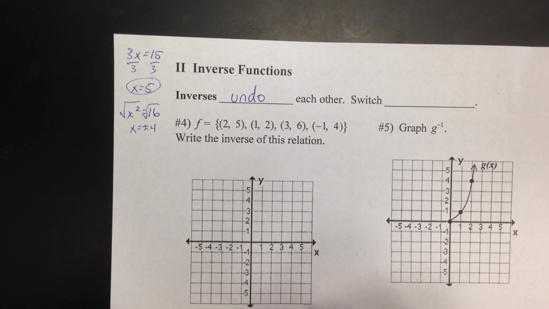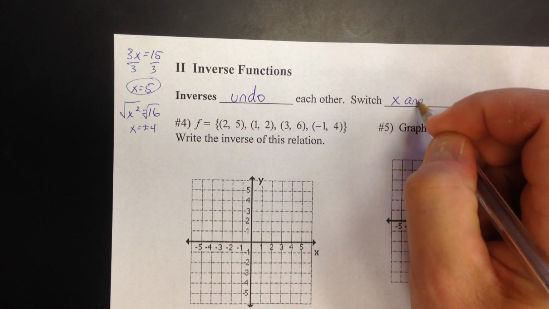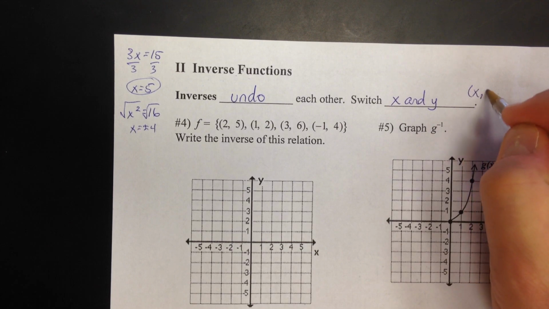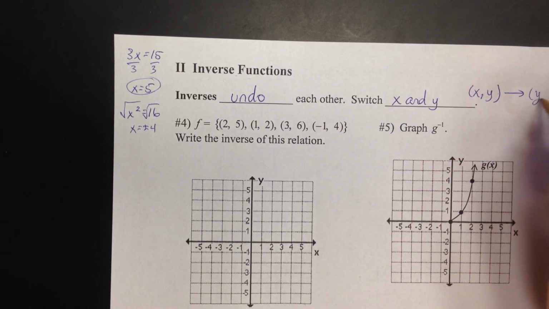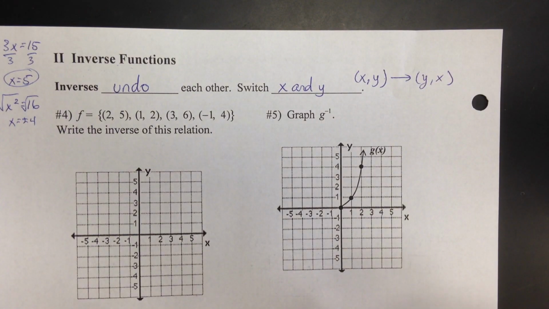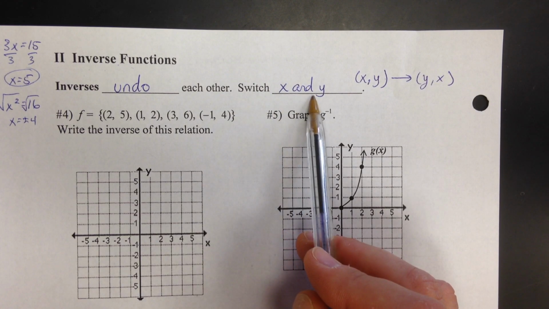They undo each other. The idea basically is that you switch x and y. So if you have an ordered pair x comma y, in the inverse function it becomes y comma x. So with an inverse function, you're going to switch your x and your y values.